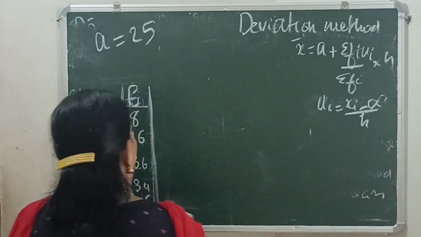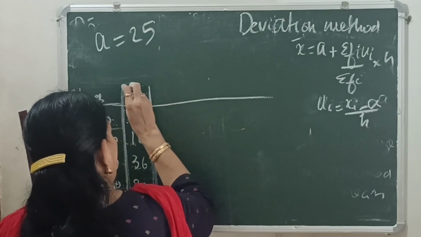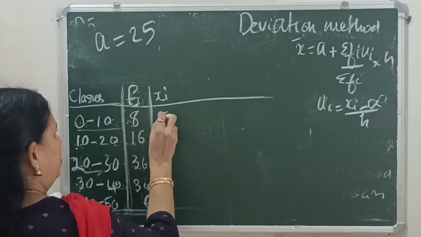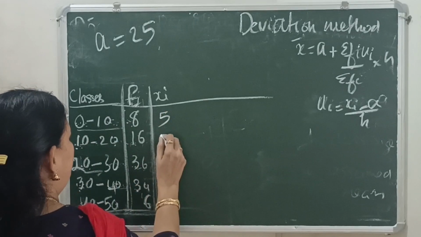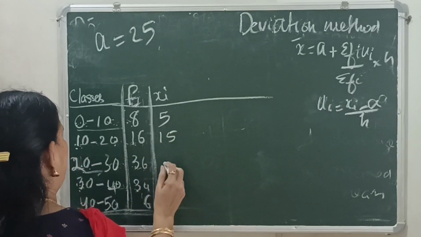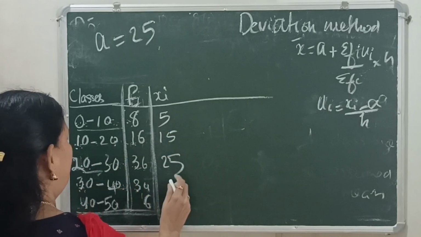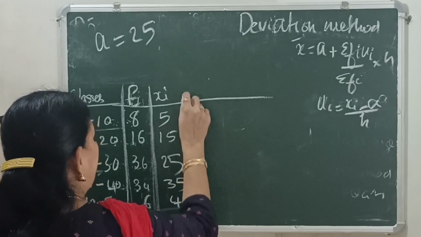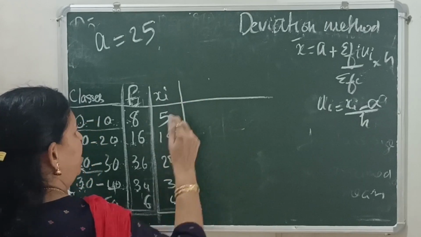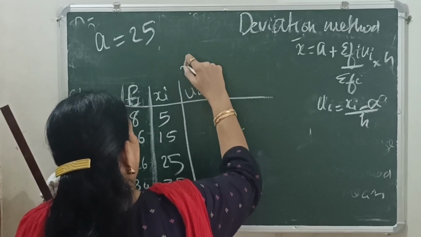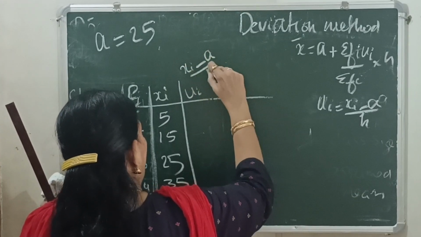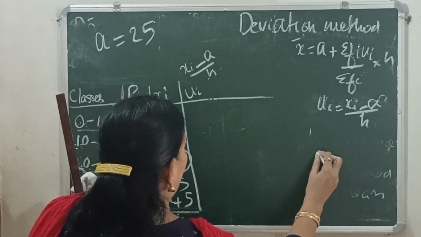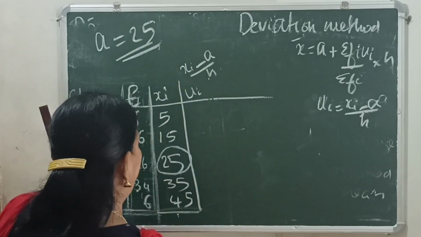Then for writing xi, we find xi. For finding xi, 0 plus 10 divided by 2, that is 10 by 2, 5. 20 plus 10, 30 by 2, 15. 20 plus 30, 50 by 2, 25. 70 by 2, 35. 90 by 2, 45. And we get each xi value. And we have to find ui, that is xi minus A divided by h. h is the class width. Now I take an assumed mean, A equal to 25.